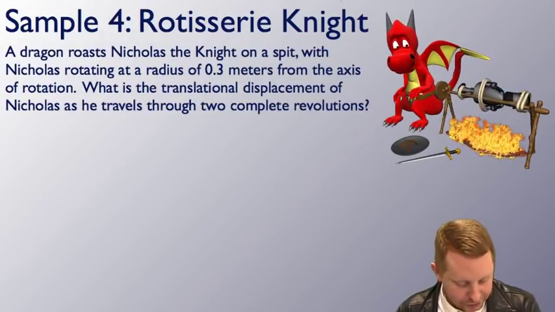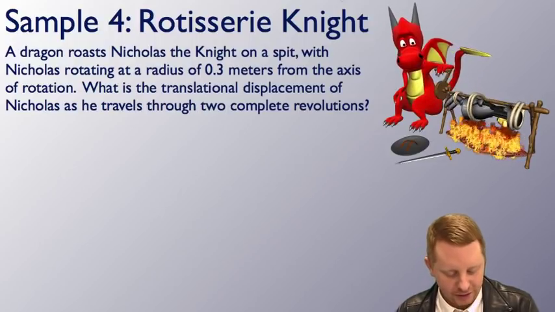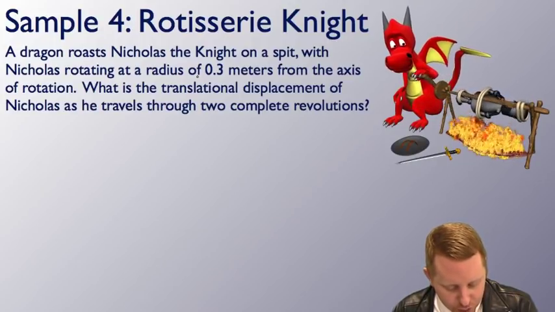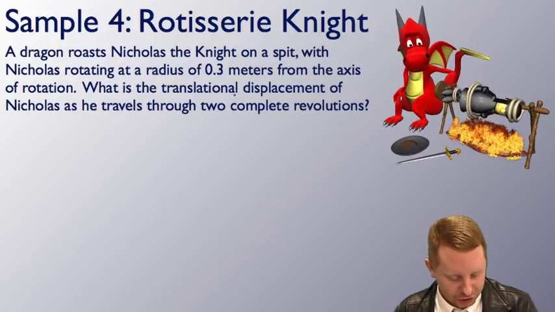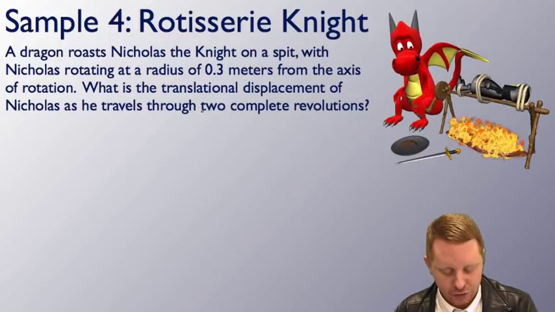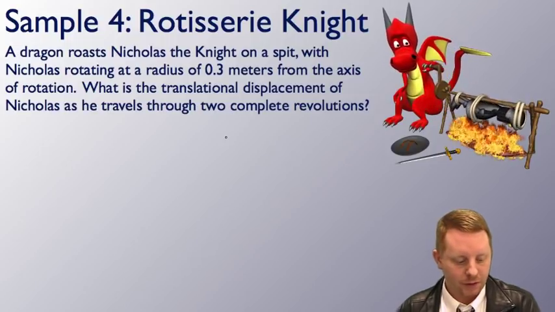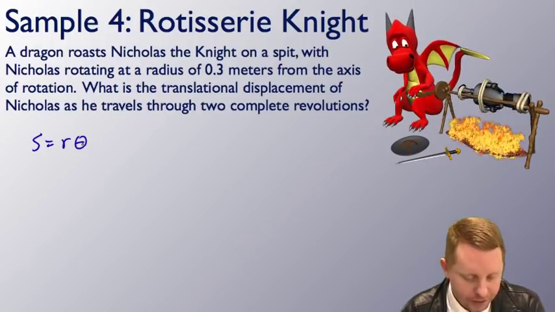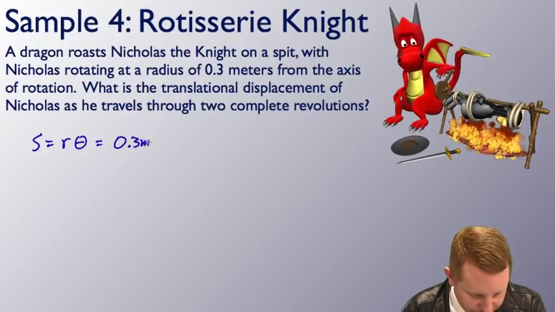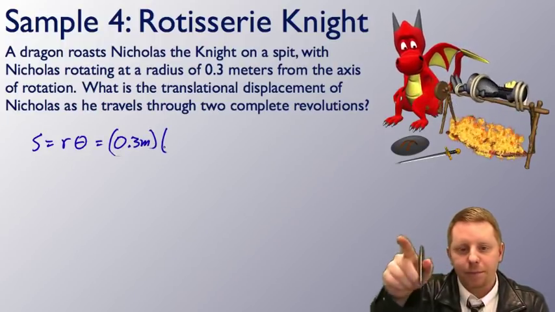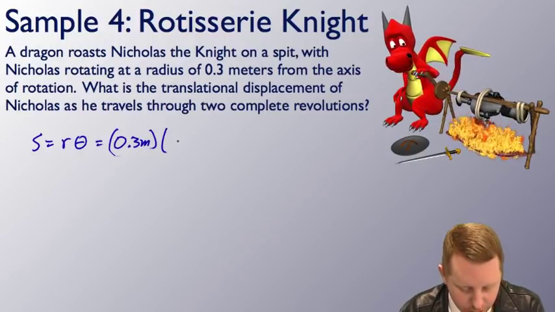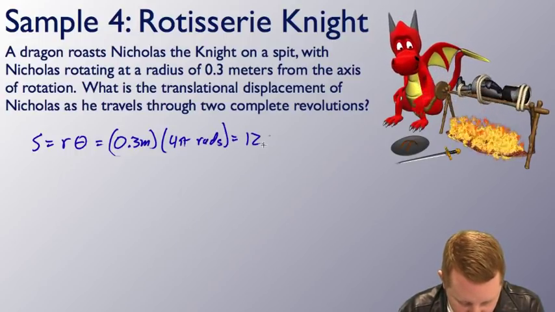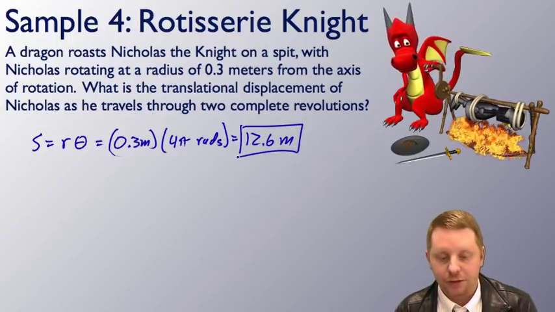All right. Nicholas is really having a bad day because a dragon now roasts Nicholas the Knight on a spit. Something smells tasty. With Nicholas rotating at a radius of 0.3 meters from the axis of rotation, what is the translational displacement of Nicholas as he travels through two complete revolutions? Well, in order to find this, the translational displacement, S equals R theta, where our radius is 0.3 meters, and theta, if he goes through two complete revolutions, is 2 pi times 2, or 4 pi radians, which gives me 12.6 meters.